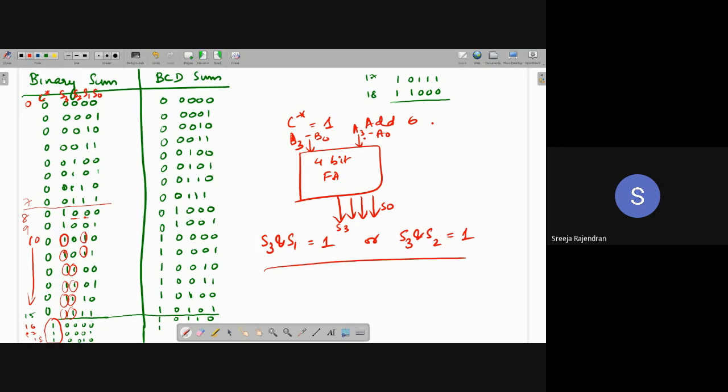So I will show you how it looks in the circuit. Is that clear how we have written this thing?